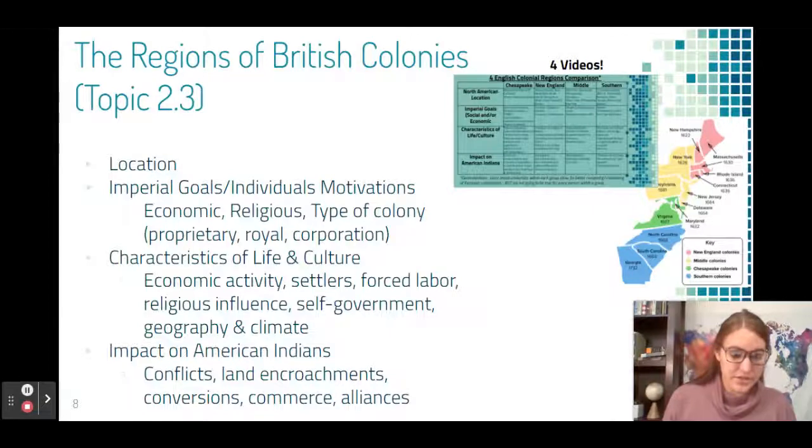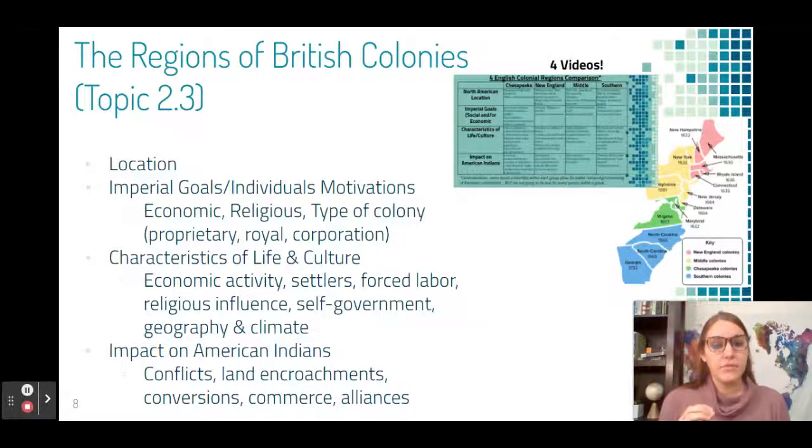Okay, the regions of the British colonies. This is probably the most important lesson for the APUSH curriculum. And in the last few years, there's been 4 separate short answer questions really covering this unit. So if you're wondering where to spend your time, 2.3 would be a really good place to go.